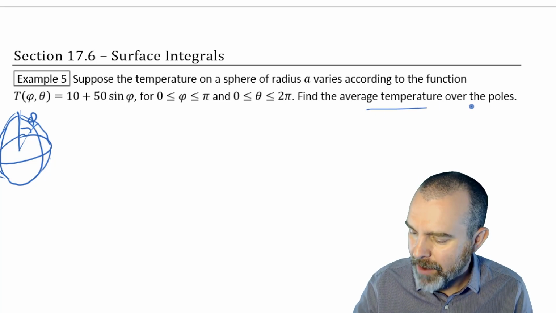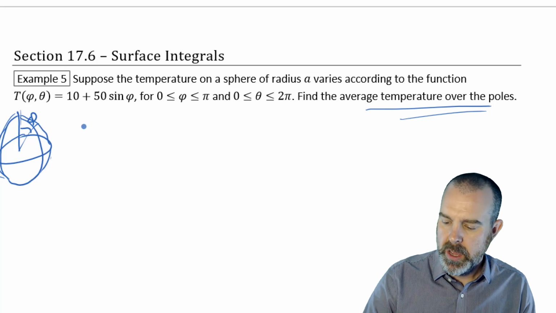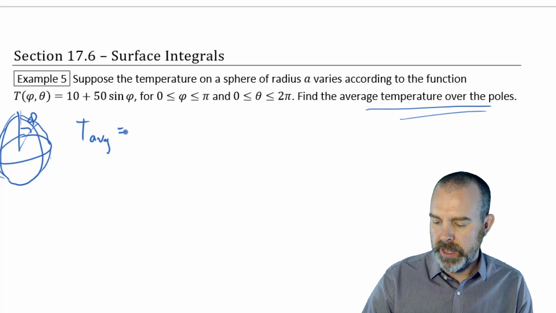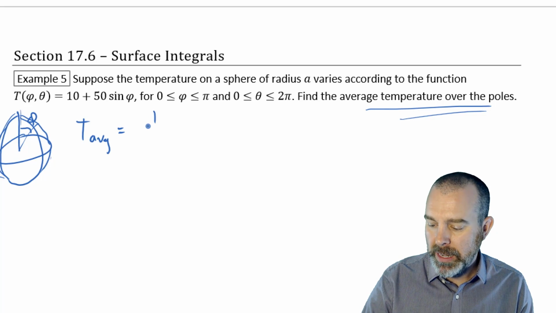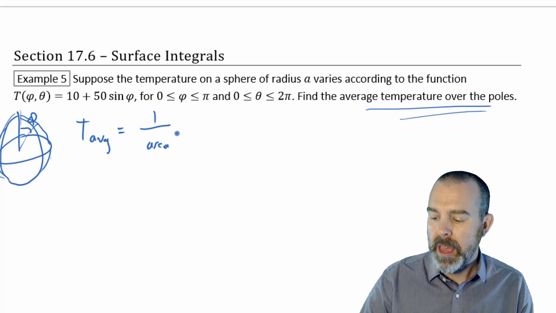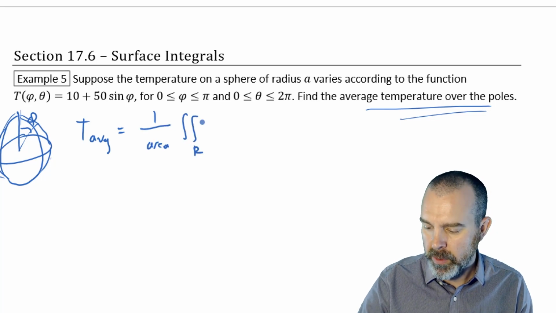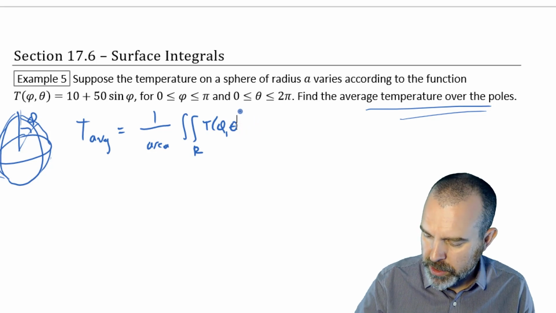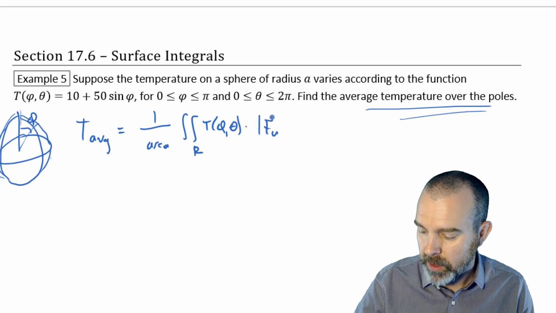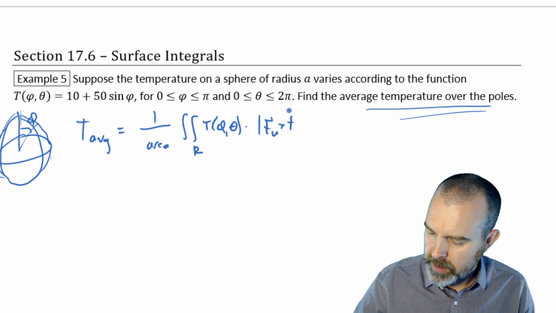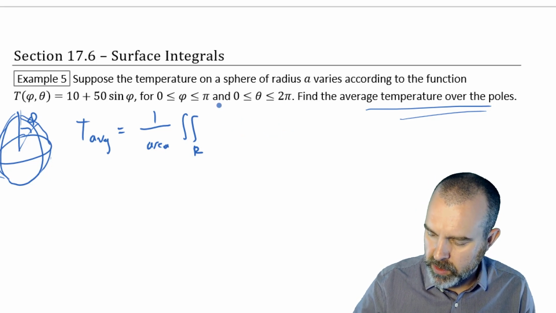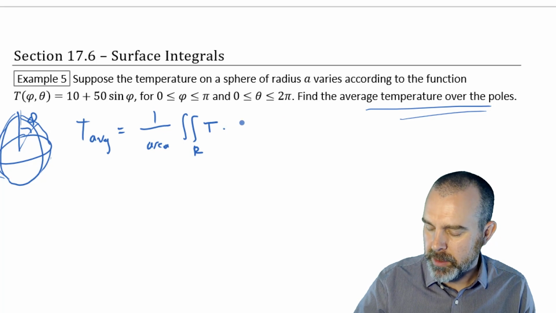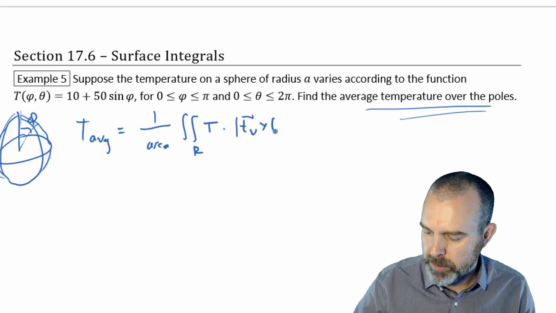Okay, so we're going to find the average temperature over the sphere. The difference between just doing the surface integral here to find the average temperature is we need to find 1 over the area and then times the double integral over the region of the temperature weighted by the surface integral. Let's not use phi and theta. Let's use the temperature function multiplied by the magnitude of the cross product of the tangent vectors dA.